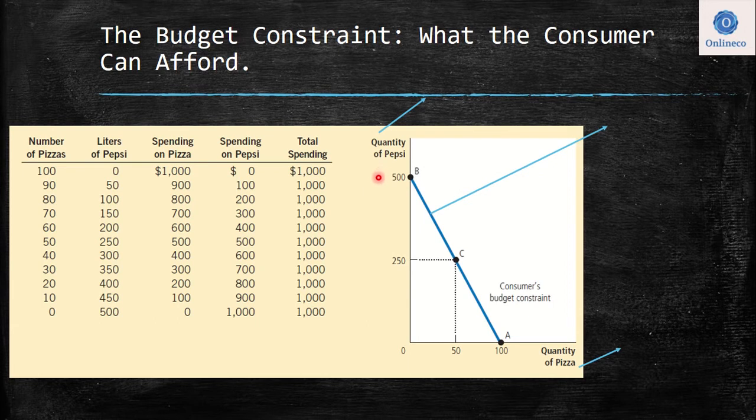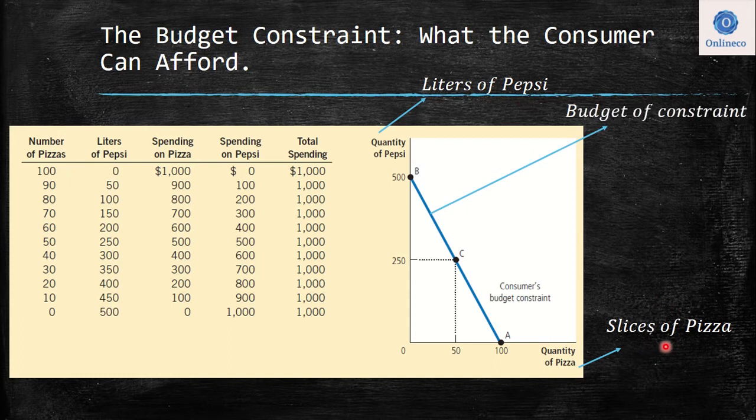How do you need to graph that? First, you need to identify the axes. Why do we put pizza here and Pepsi here? To tell you the truth, it doesn't matter. You can do it upside down. It doesn't have any importance, but here we have chosen it this way. Here is the quantity of pizza and the quantity of Pepsi, with Pepsi measured in liters and pizza in slices.